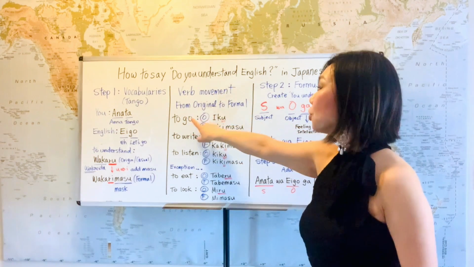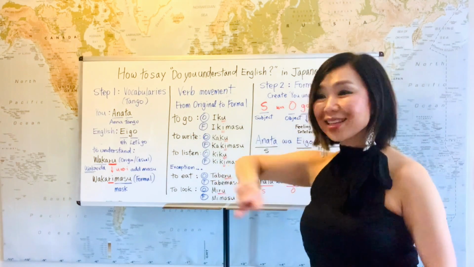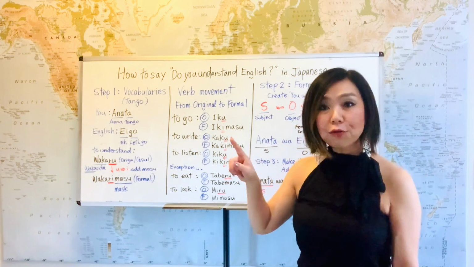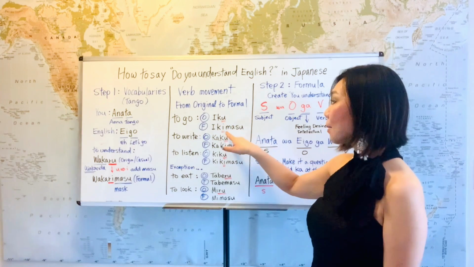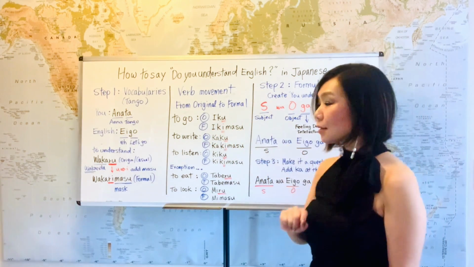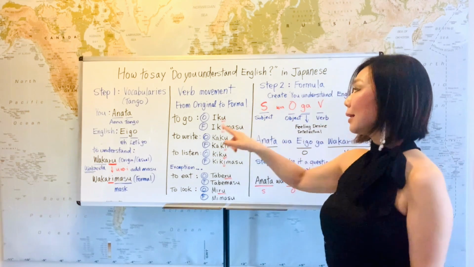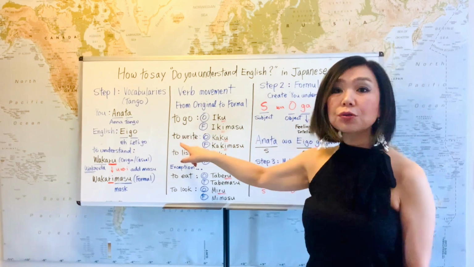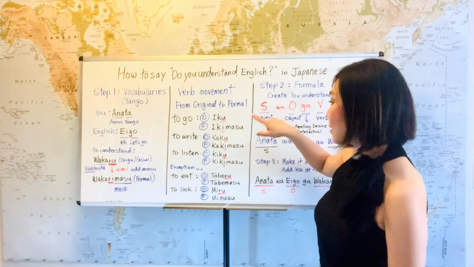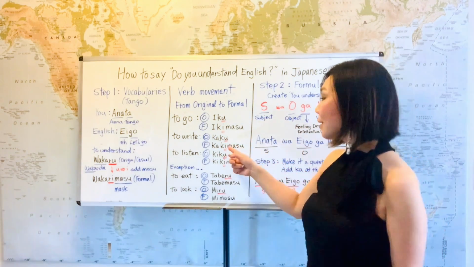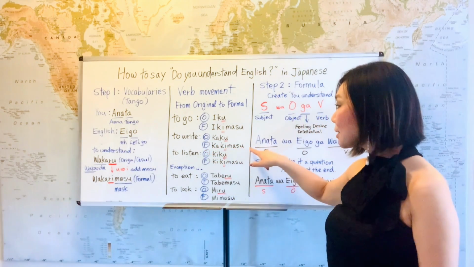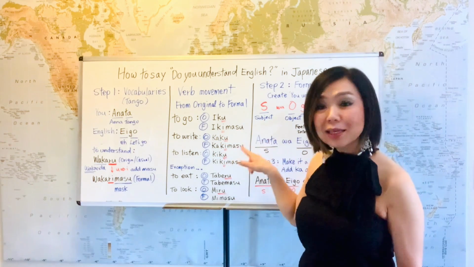Alright. To go. I don't know if you remember this. That original way is iku. Now, to make it a formal way, last u becomes i and then add mas. Ikimasu. That's a formal way. Iku. Ikimasu. Now, to write, original way is kaku. And that's u becomes i and then add mas to make it a formal way. Formal way is kakimasu. So, kaku, kakimasu.